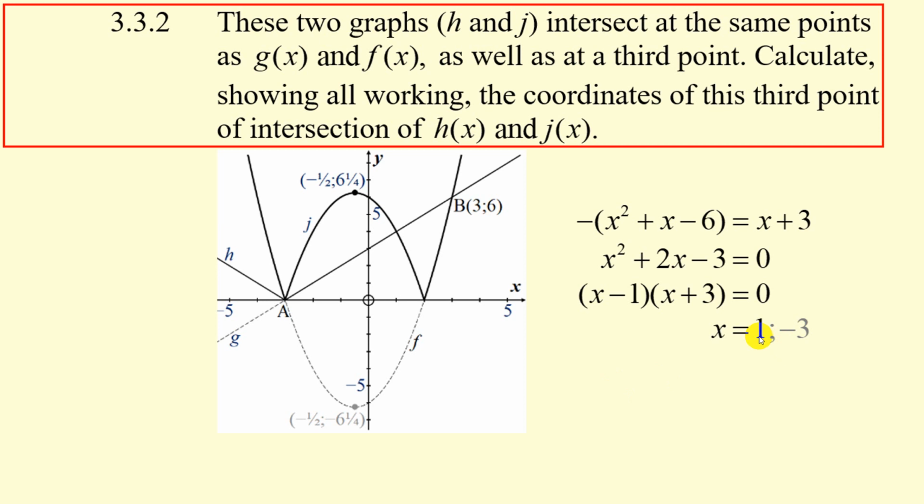Substituting the 1 into the equation, we end up with y equals 4. And so therefore the point is the point (1, 4). Notice I don't have to give the point because it says calculate the coordinates of this point. So if I just put x equals 1 and y equals 4, then that's fine as a final answer.